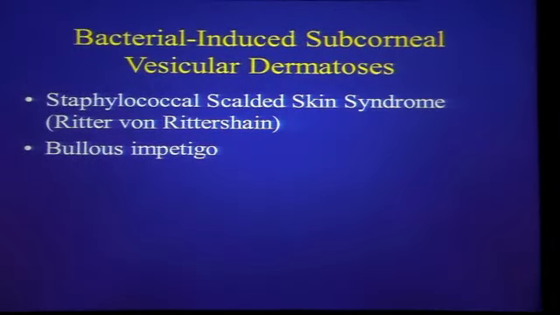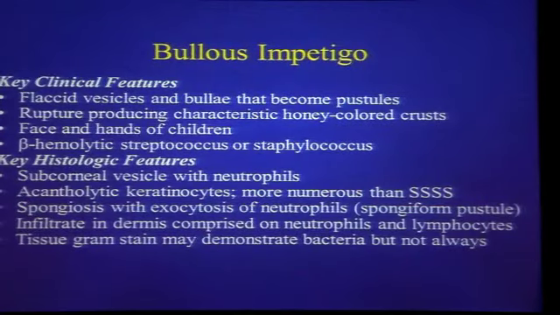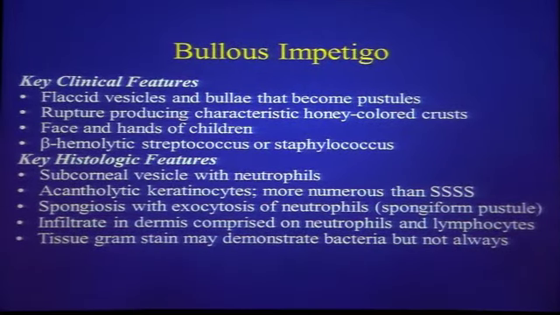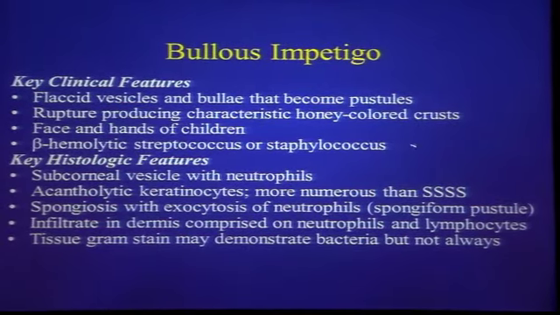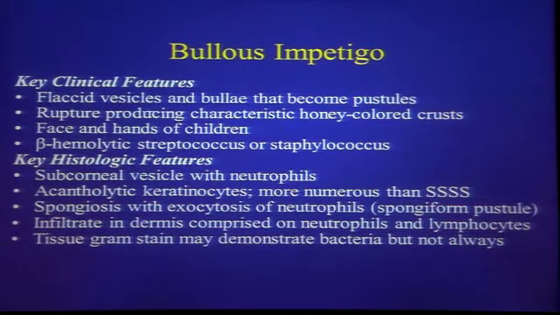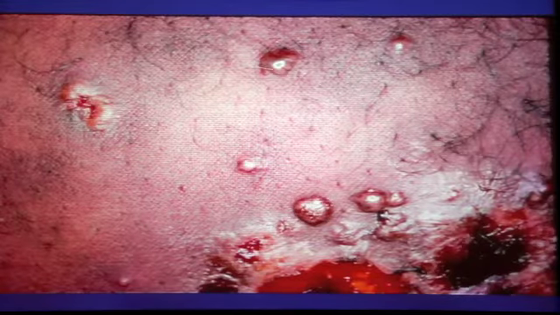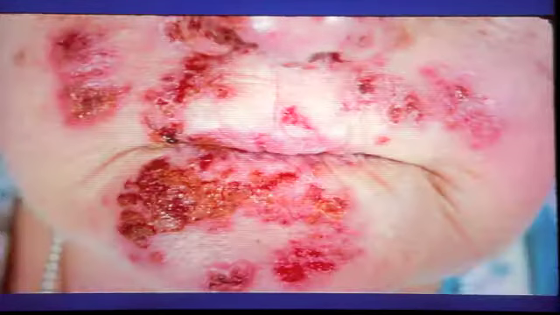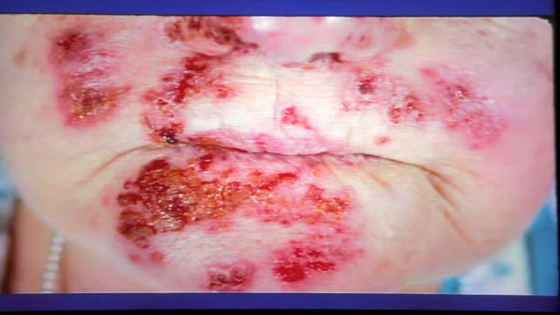There are bacteria that can induce subcorneal processes, staph scalded skin syndrome and bullous impetigo. The pathophysiology here, you've got organisms that produce an exfoliative toxin. They rupture, they produce these honey-colored crusts, and then you get this subcorneal vesicle with neutrophils looking kind of like this. On clinical basis, notice all this crusting over here after these areas had ruptured. Another example here. And if you look at this under the microscope, you see this nice example of this very superficial blister with neutrophils in the blister space and some acantholytic cells. Usually not as many as pemphigus, but you can get quite a few in some cases.